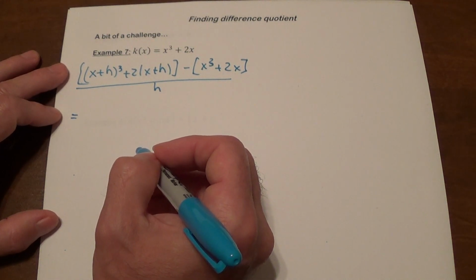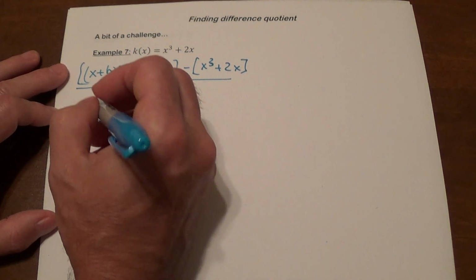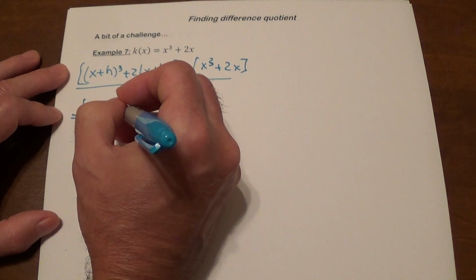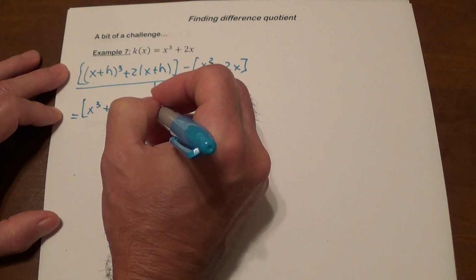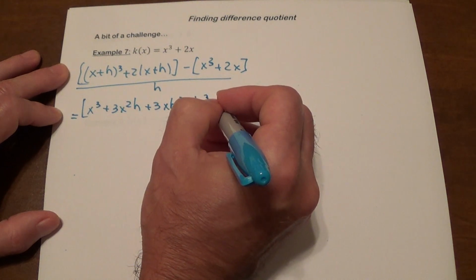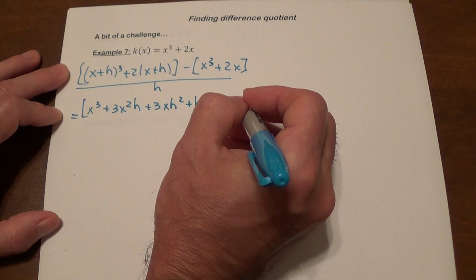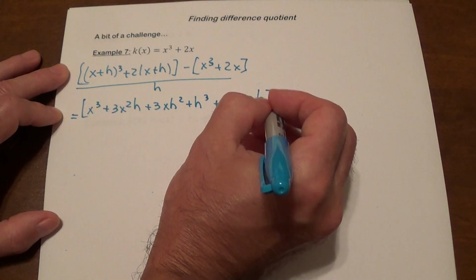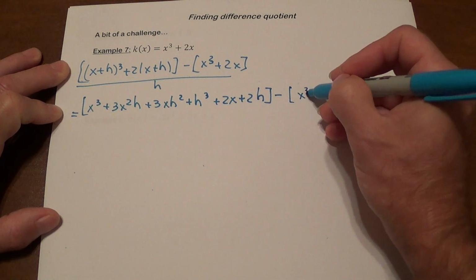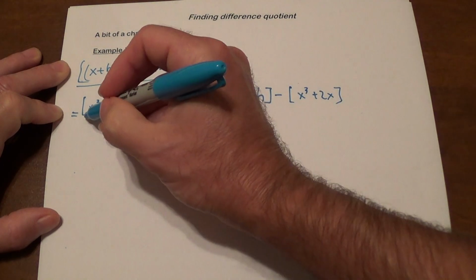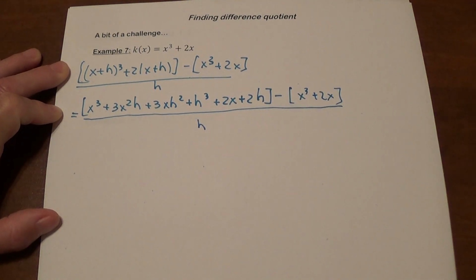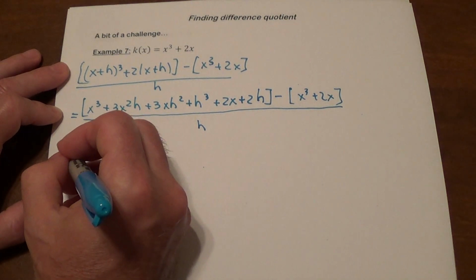If you don't remember how to do it, look it up. It's going to be x cubed plus 3x squared h plus 3xh squared plus h cubed plus 2x plus 2h minus, and then we're going with x cubed plus 2x. All that is going to go over h. Yes, it looks very scary, but we're supposed to be able to simplify it afterwards.